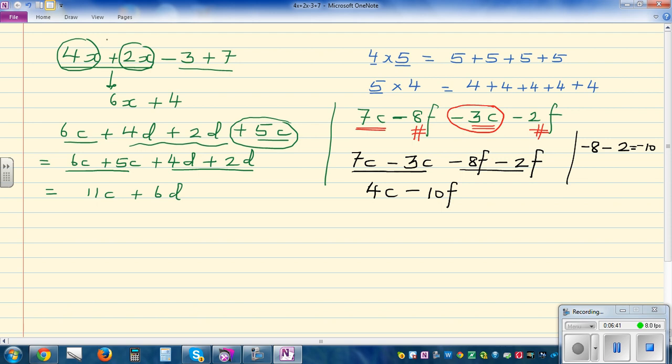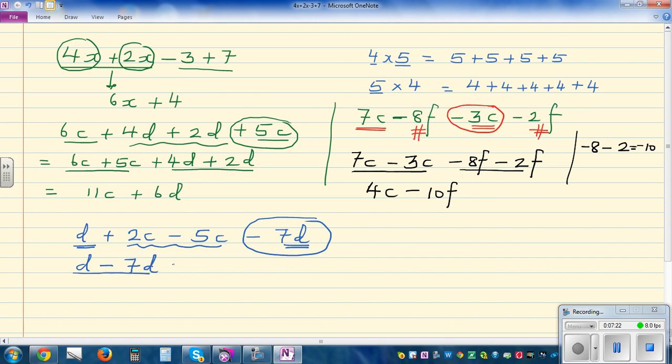Okay, so let's do one more and finish off with this. Say, how would you do d plus 2c minus 5c minus 7d. So again, you have to group the like terms. So this is d and minus 7d, and these are other groups. So I'll write it like this: d minus 7d and plus 2c minus 5c. So from one lot of d, you're taking 7 lots of d, which is minus 6d. And 2c minus 5c is minus 3c. Okay, and that's your final answer.